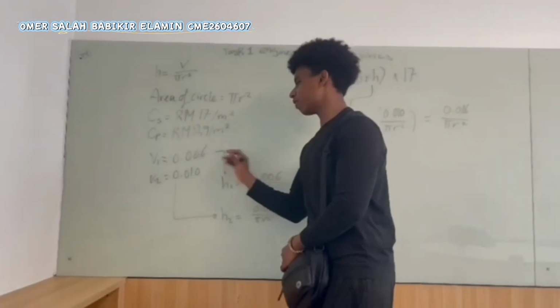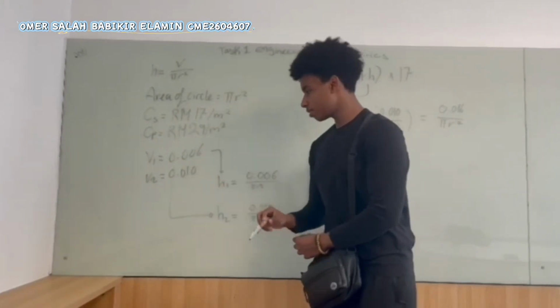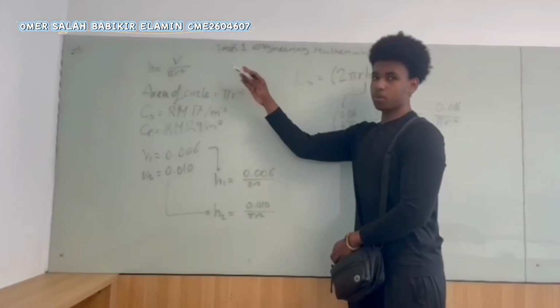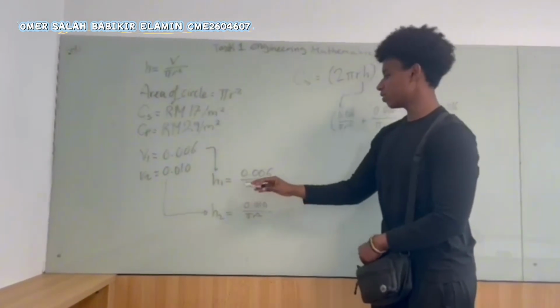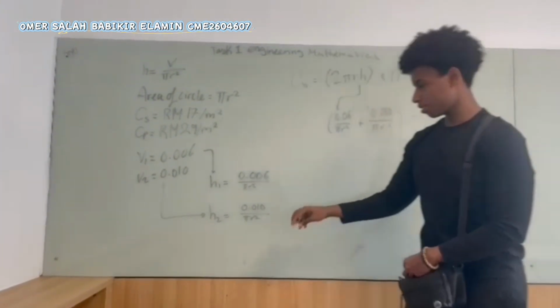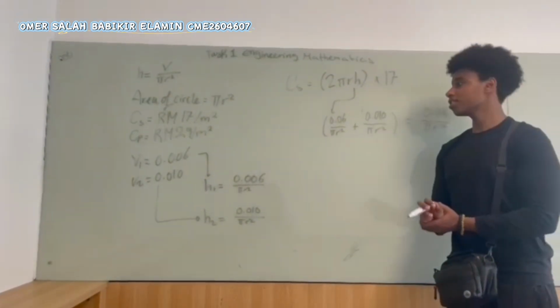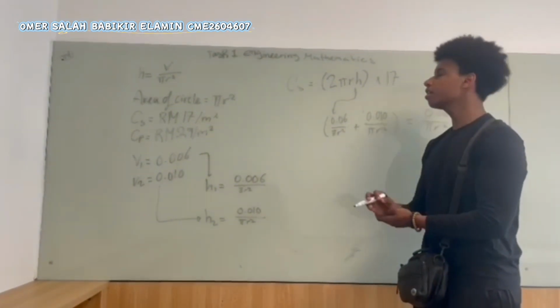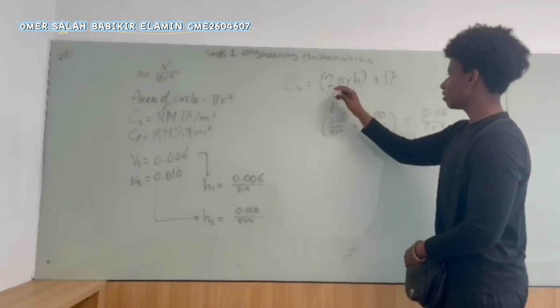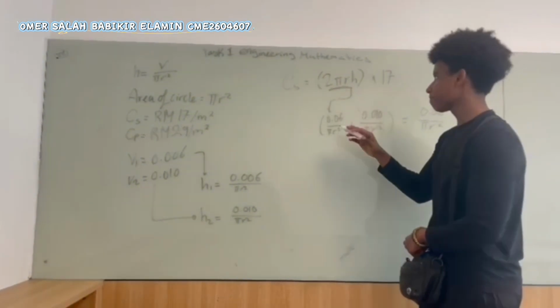Okay, so in the question, volume 1 is given as 0.06, volume 2 is given as 0.010. Thus, when we plug it into the H equation, we get this value for H1, and H2 is going to be 0.010. Same thing. So, since we want to find out the surface cost first, which depends on the lateral surface area of the cylinder, we plug in the equation times the cost. The equation for the lateral surface area of the cylinder.